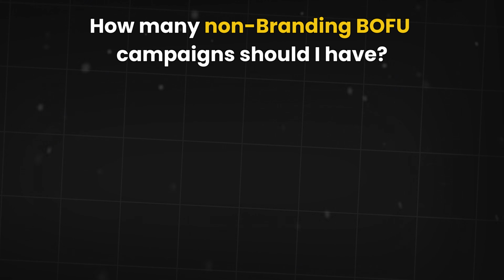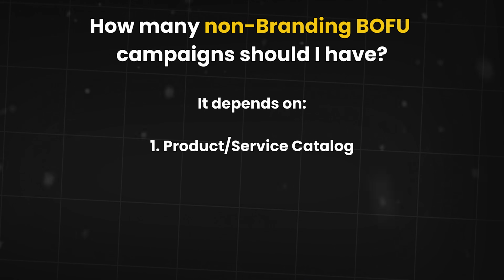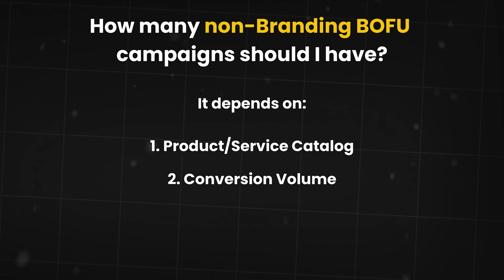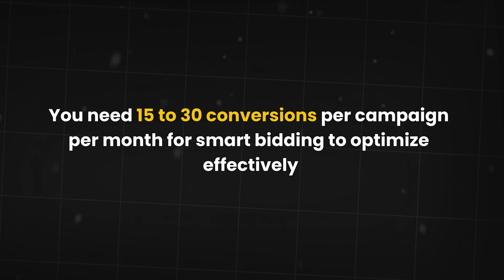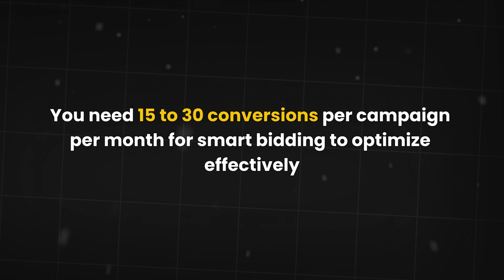The optimal number of non-branding bottom of the funnel campaigns obviously depends on your actual product or service catalog. Usually campaigns are organized around product categories or services. So if your product or service catalog is large and diverse, you might need to consider a structure with more campaigns. Factor number 2 is your conversion volume. Keep in mind that you need 15 to 30 conversions per campaign per month for smart bidding to optimize effectively, but the more the better. 15 to 30 is just the bare minimum.